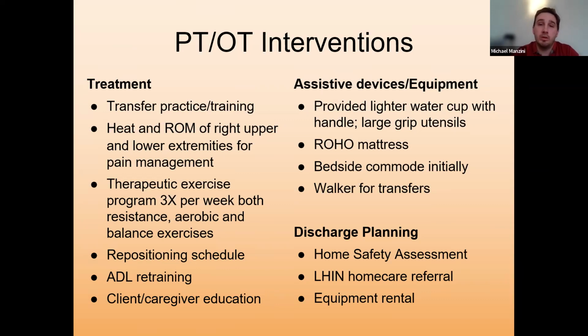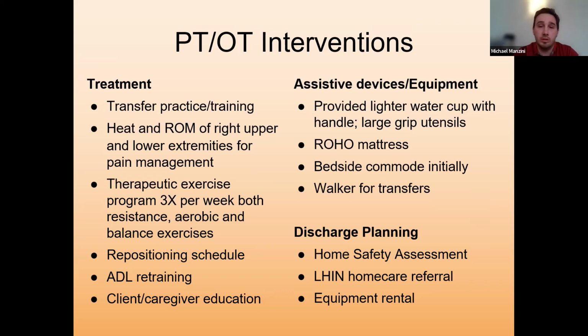Assistive devices we would incorporate were a lighter water cup, one that he can easily handle with a straw. We provided larger grip utensils that he's able to pick up his food with more easily, and that way take in more. We introduced a Roho pressure relief mattress, again, for the wound. Initially, we were using a bedside commode to support this goal of toileting and continence. Later, we introduced a walker for transfers and progressed his mobility.